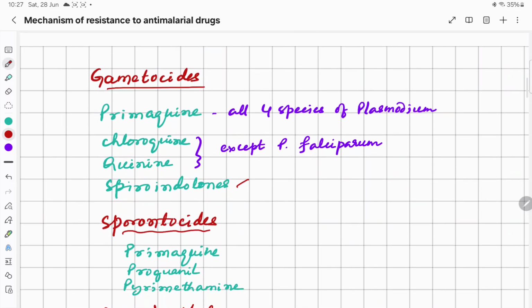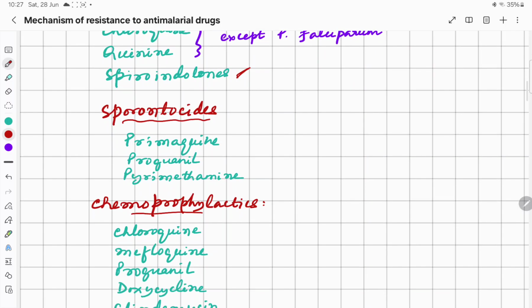Besides them, there are gametocides like primaquine, chloroquine, quinine, and the new group of drugs, pyroindolones, and sporontocides like primaquine, proguanil, pyrimethamine.